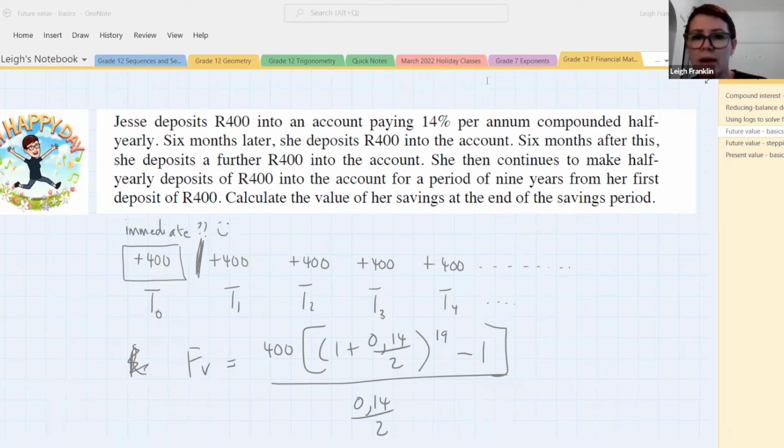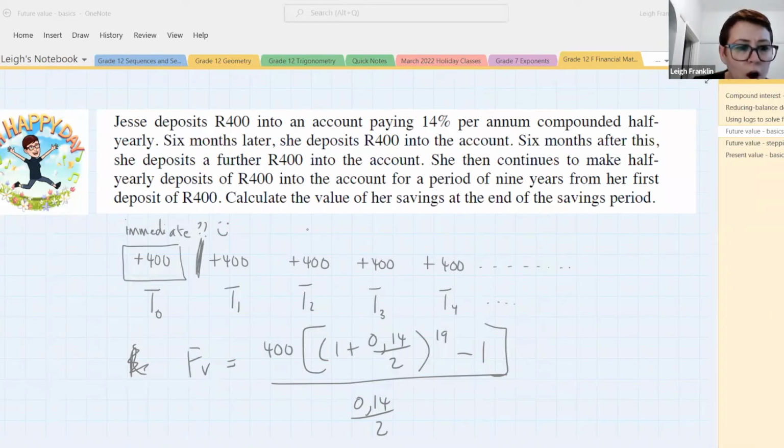Okay, I'm going to explain how we got the 19 again. It's the language of the question that's in this case quite subtle, and that makes it a little bit more difficult to pick up exactly what they're saying. So Jessie deposits 400 Rand into an account, paying 14% per annum compounded half yearly. That's her first deposit. 6 months later, she deposits money into the account. That's her second deposit. 6 months after this, she deposits another 400 Rand. That is her third deposit. And then it says she continues to make half-yearly deposits of 400 Rand into the account for a period of 9 years. So she's going to make a fourth one, and a fifth one, and a sixth one, all the way through to 9 years from her first deposit of 400 Rand.